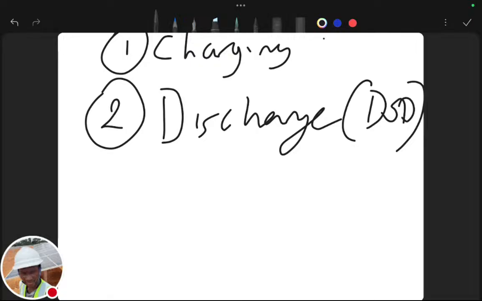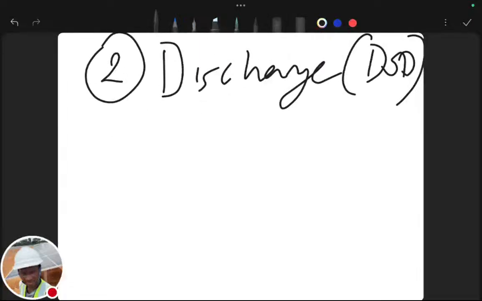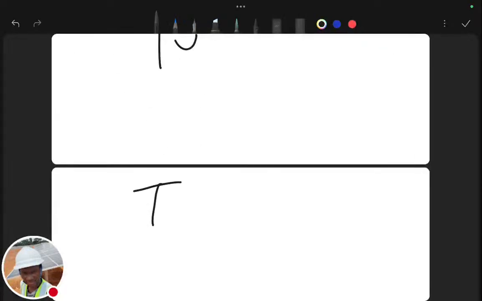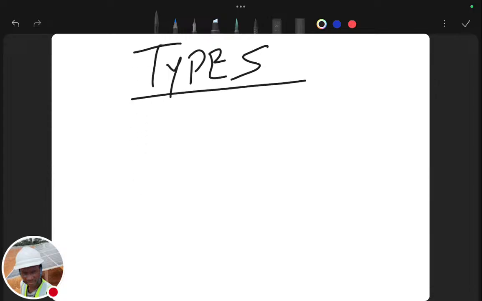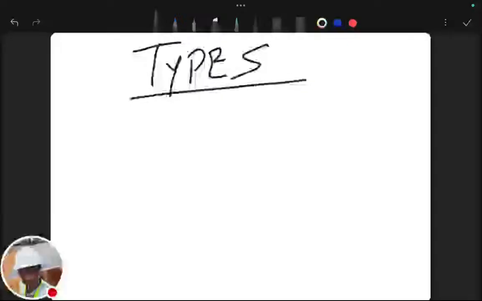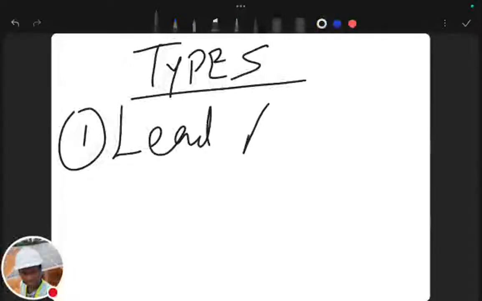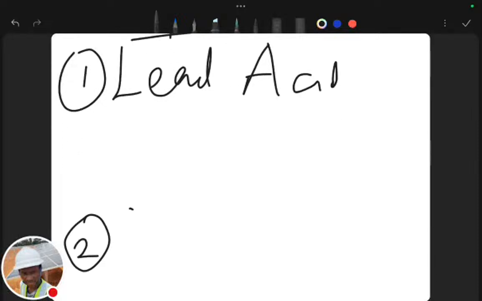All right, let's move on. Let's talk about the types of batteries. Sorry, let's use a new page. Let's talk about the types of batteries. Well, there are multiple types of battery anyway. That's your assignment: list all the different types of battery and understand them. That's assignment number 2. But there are two main types of battery that concern us. That is the lead acid, and the second one that concerns us is the lithium.